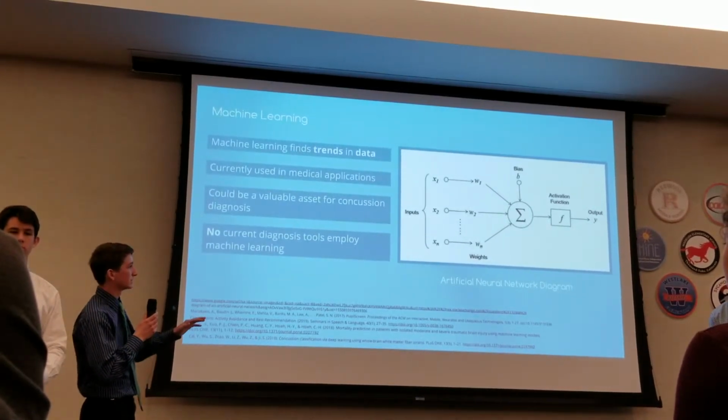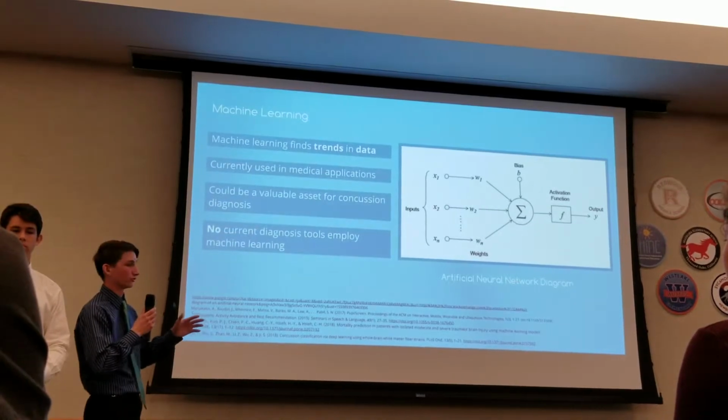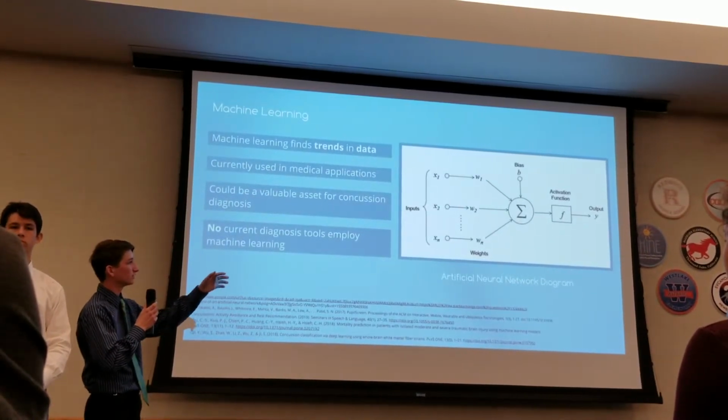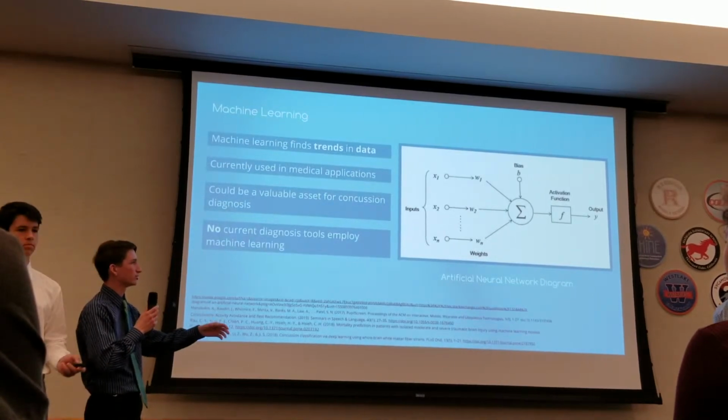Now, on the right, you can see a small explanation of how an artificial neural network or an AI would work. It takes an input, it runs an equation, and once it completes the equation, it comes up with an output.